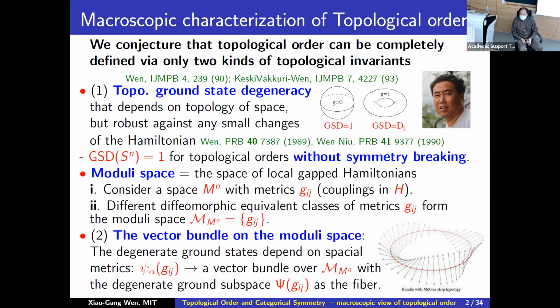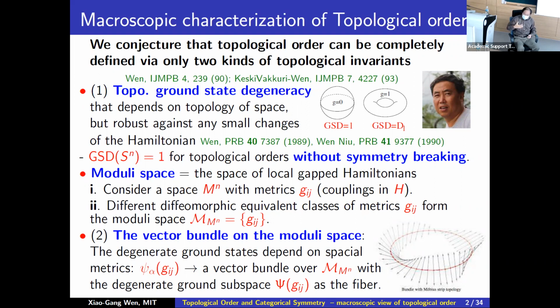Okay, so then we have a moduli space. For every point in the moduli space, you have a particular Hamiltonian, and suppose you have a topological order, then you have a degenerate ground state subspace. So there's a vector space corresponding to the degenerate subspace. That's the ground state. Therefore, at every point in the moduli space, we have a vector space describing the ground state subspace. Then we have a vector bundle over the moduli space, and that's it. And the moduli space may have a non-trivial topology, so this vector bundle can be non-trivial.